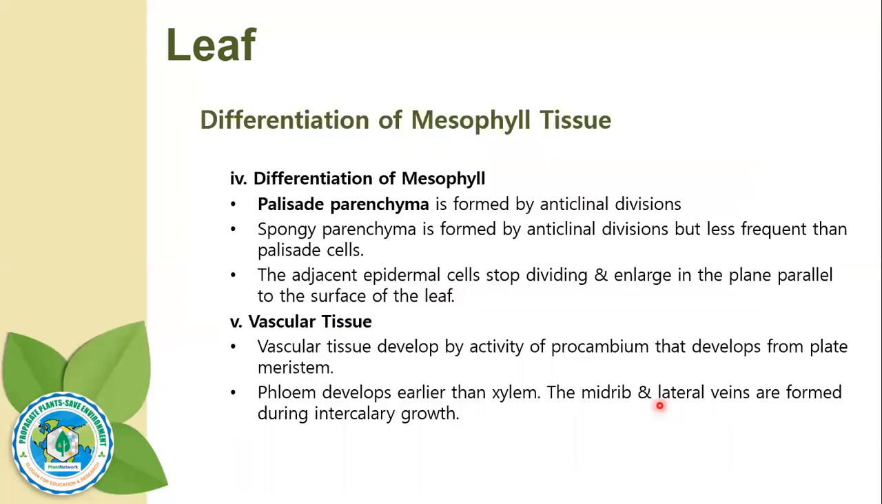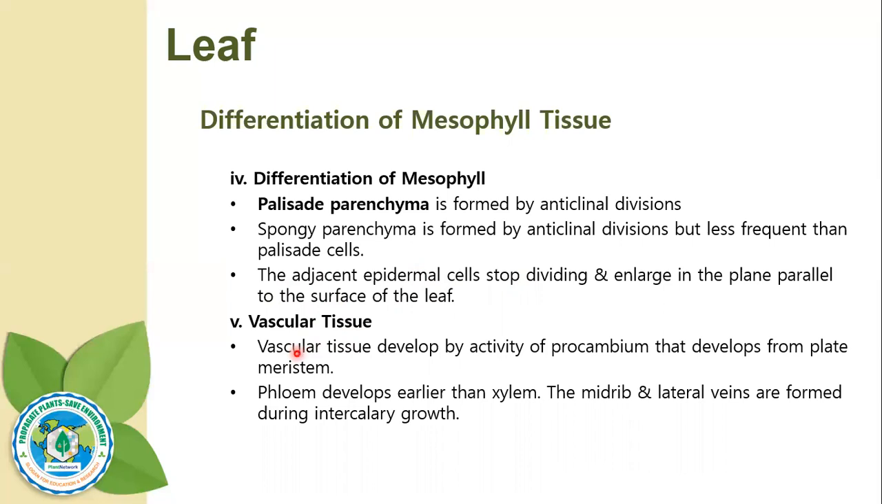The differentiation of the mesophyll cells. This is the next tissue that is formed during the development of the leaf from the leaf buttress. In the differentiation of the mesophyll, palisade parenchyma is formed by anticlinal divisions. Spongy parenchyma is formed by anticlinal divisions, but less frequent than in the palisade cells. The adjacent epidermal cells stop dividing and enlarge in the plane parallel to the surface of the leaf.